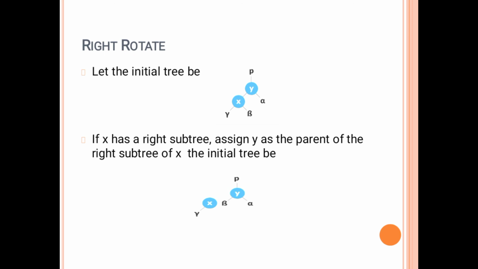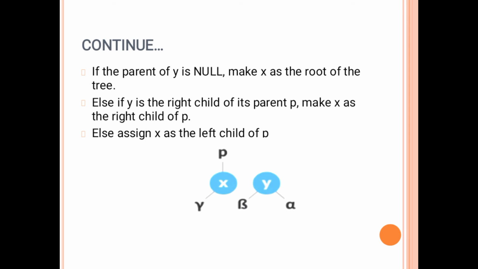Here is the initial tree. If x has a right subtree, assign y as the parent of the right subtree of x. Here x has a right subtree, and we assign the x position to y. This is the next step.